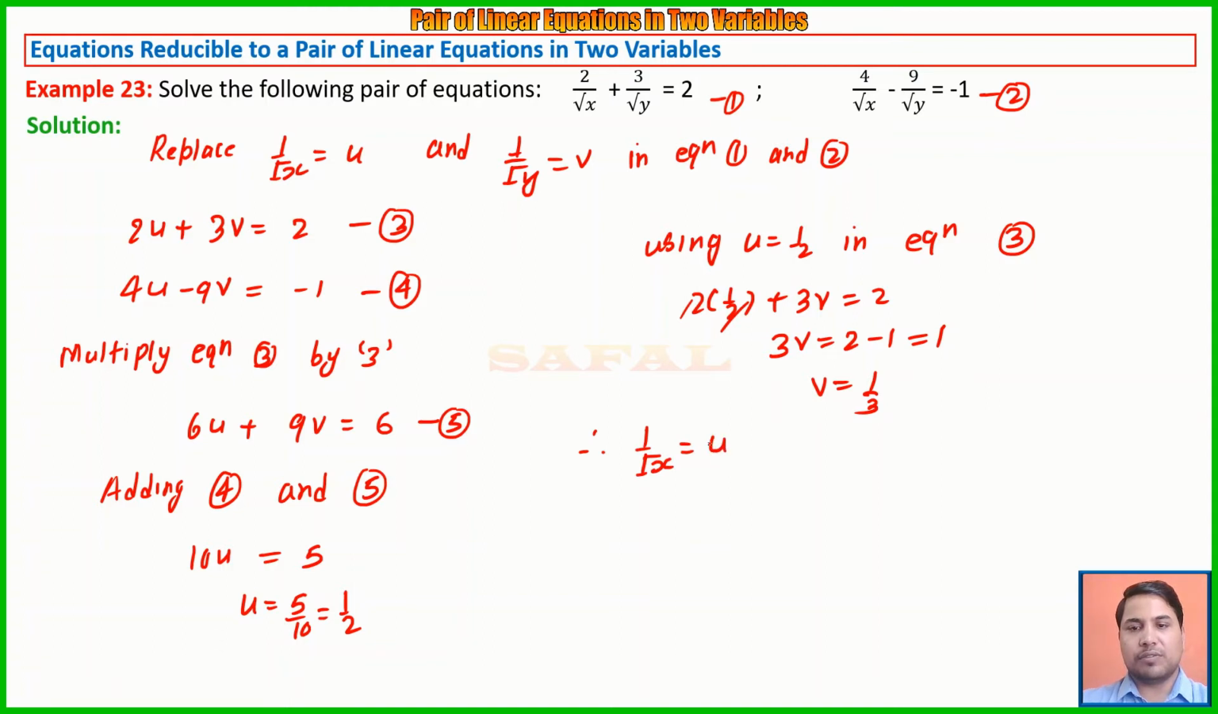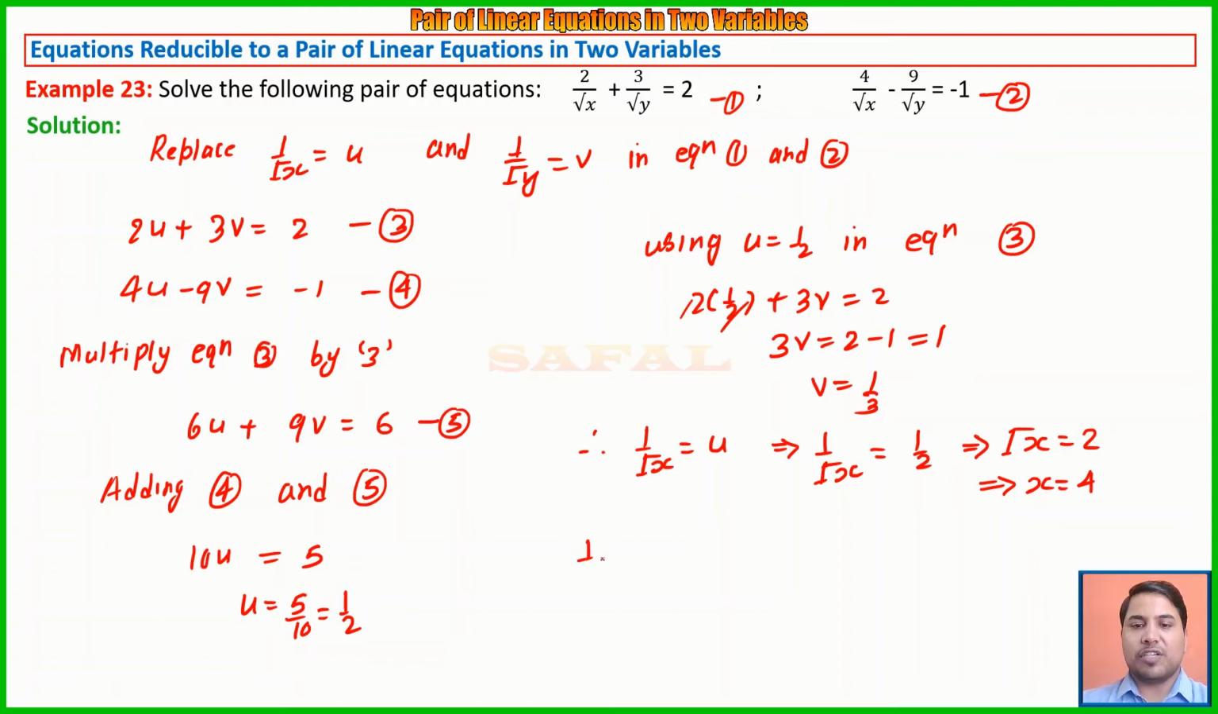Now what I have taken is 1 by root x as u. Okay. Now the value of u is 1 by 2. So this implies 1 by root x equals 1 by 2. So from here I can say that root x is 2. And if root x is 2, so x should be 4. Squaring both sides.